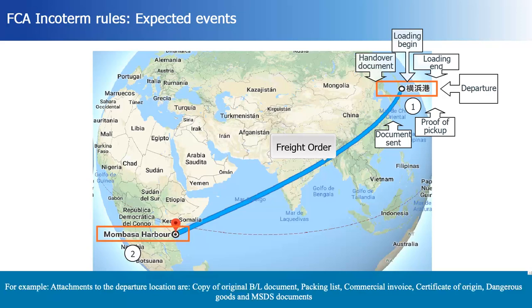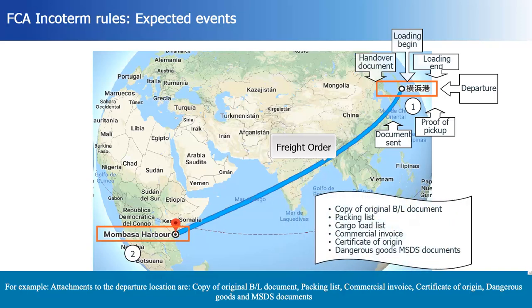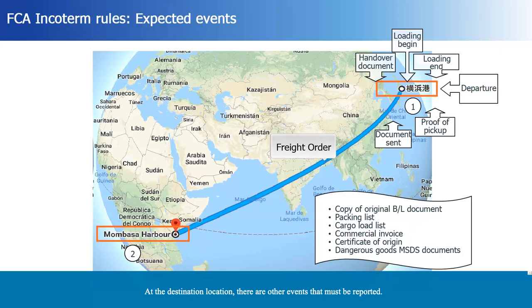For example, attachments to the departure location are copy of original BL document, packing list, commercial invoice, certificate of origin, dangerous goods and MSDS documents. At the destination location, there are other events that must be reported.